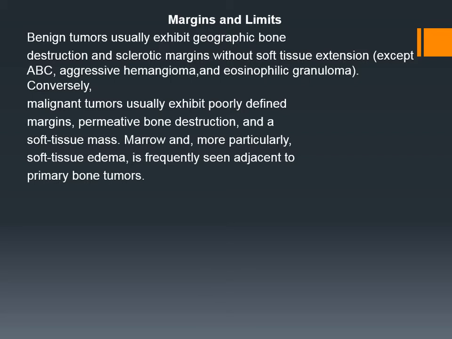Margins and limits. Benign tumors usually exhibit geographic bone destruction and sclerotic margins without soft tissue extension, except for aneurysmal bone cyst, aggressive hemangioma, and eosinophilic granuloma. Conversely, malignant tumors usually exhibit poorly defined margins, permeative bone destruction, and soft tissue mass. Marrow and more particularly soft tissue edema is frequently seen adjacent to the primary bone tumor.